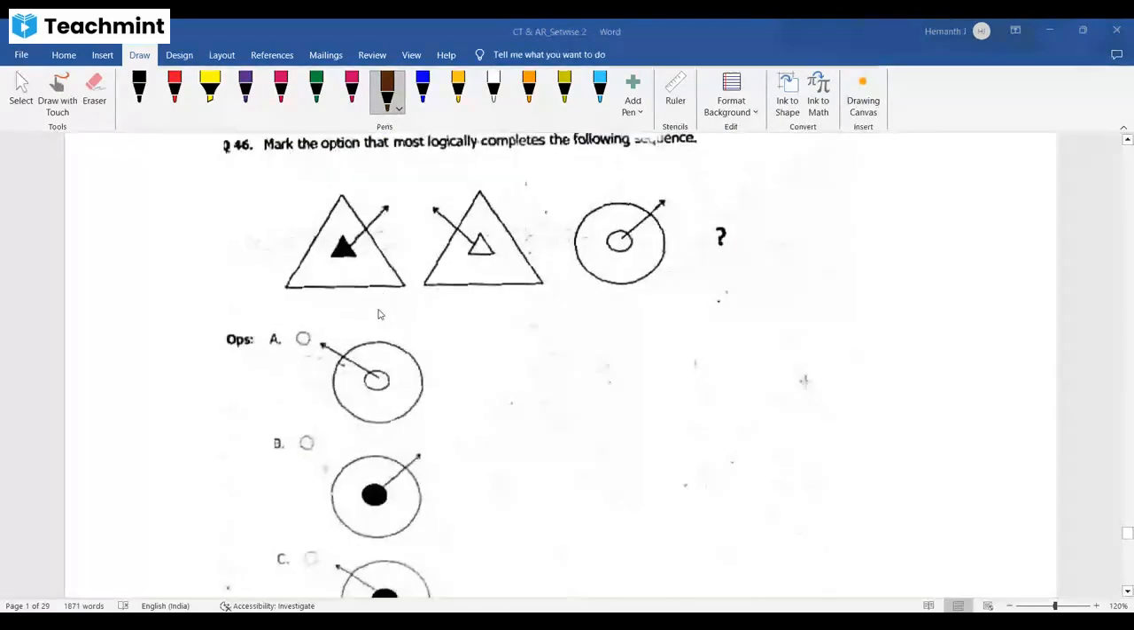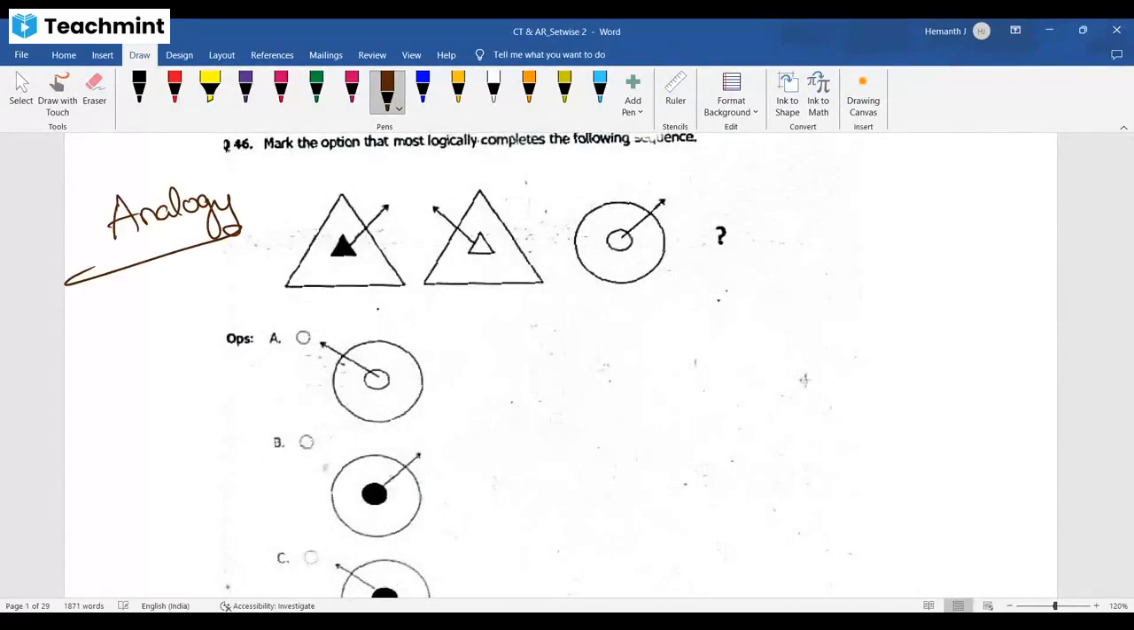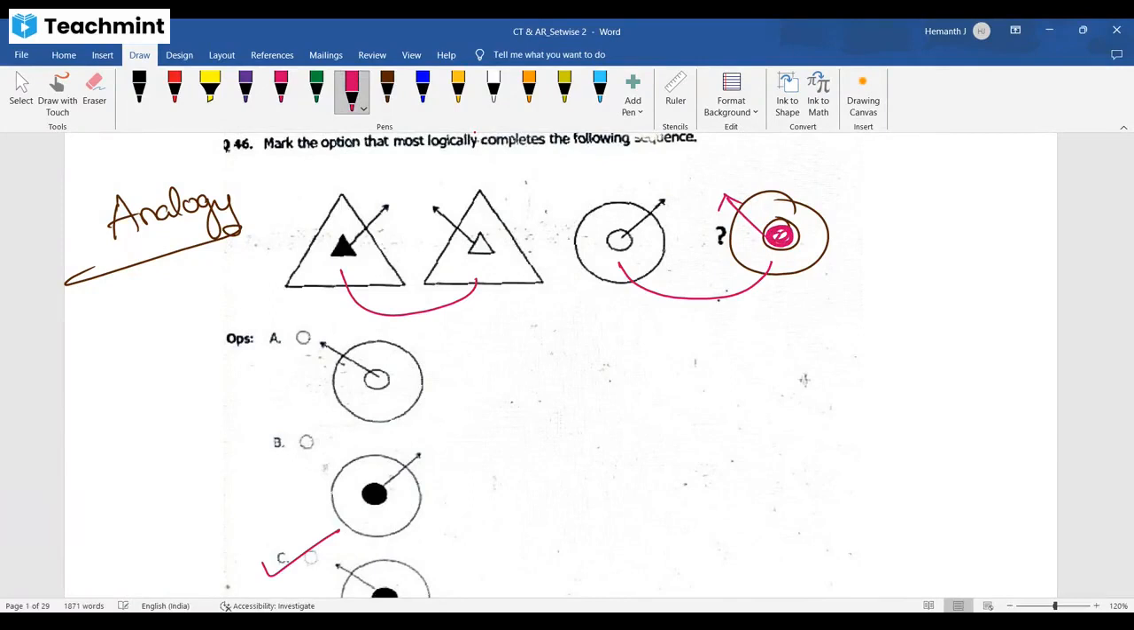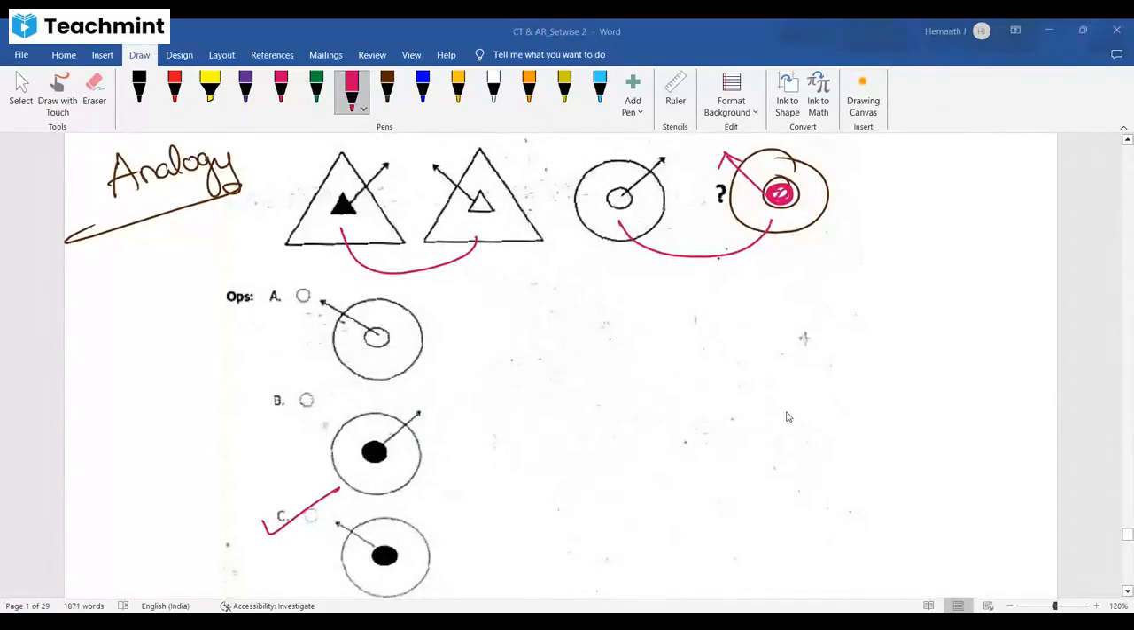Now, this is an analogy related question. This is image based or visual reasoning. So in this diagram, the right side went to the left side. So here, the right side should go to the left side. And here shaded and unshaded. Here unshaded, shade this. So option C is correct. Shaded, unshaded, unshaded, shaded like that. So option C is correct. Right incline, left incline.